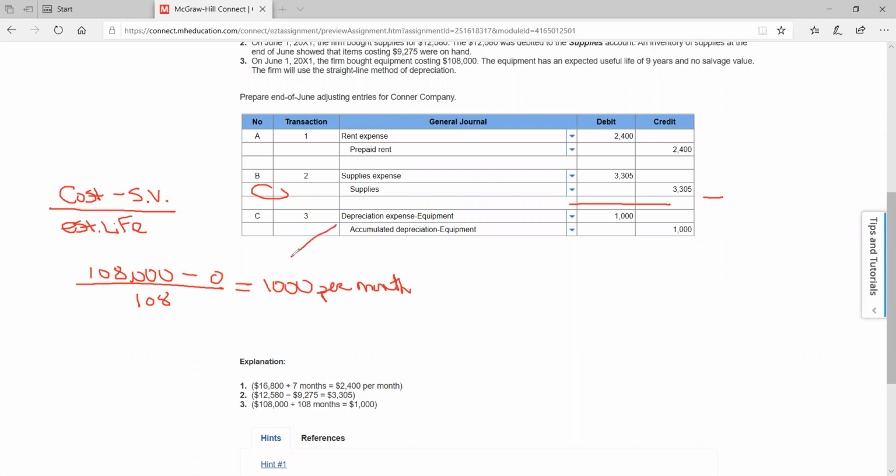So you debit your depreciation expense for that monthly expense, and then you're crediting accumulated depreciation, which of course is what they call a contra account, a contra asset, which essentially reduces assets.